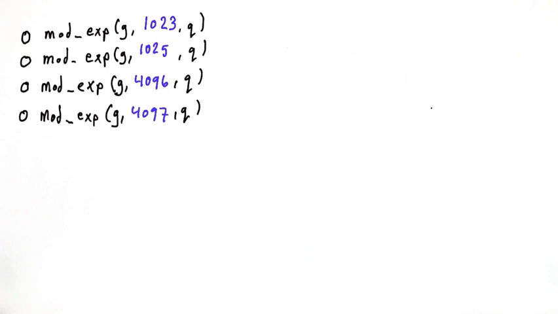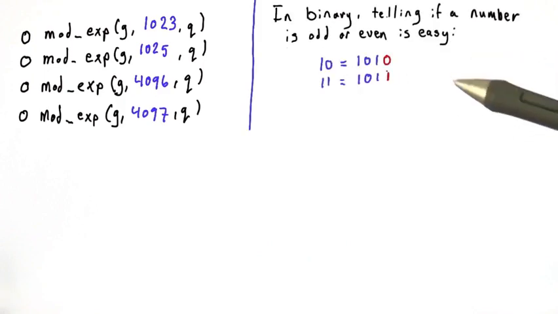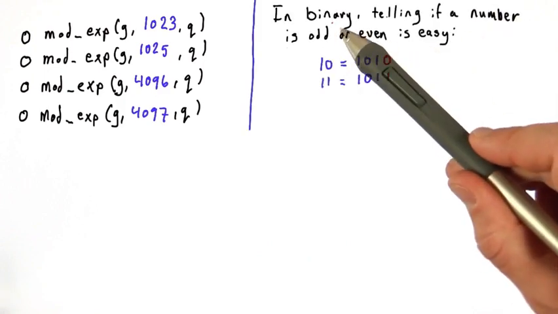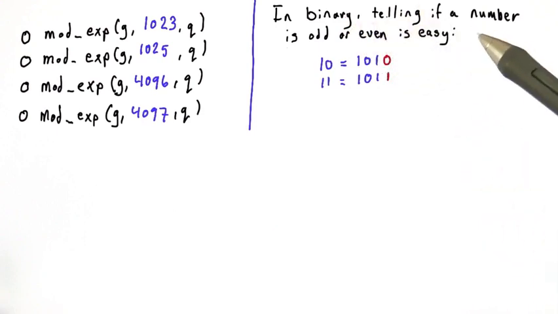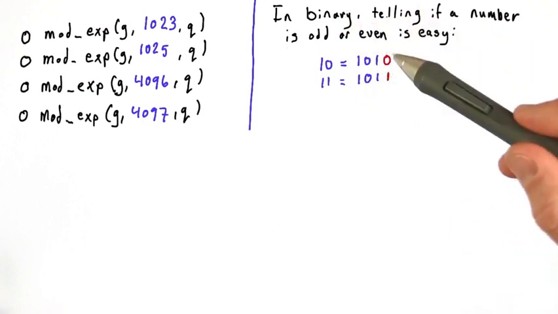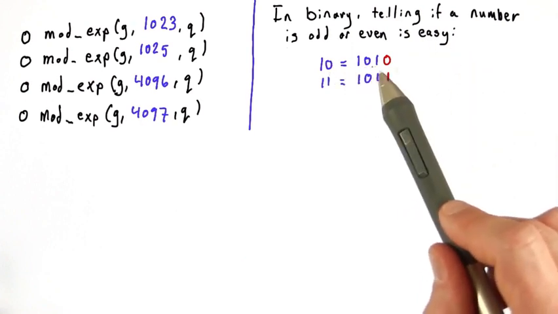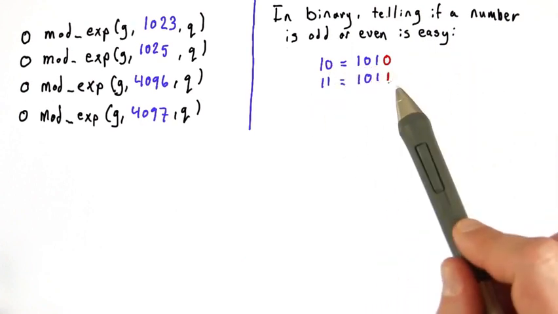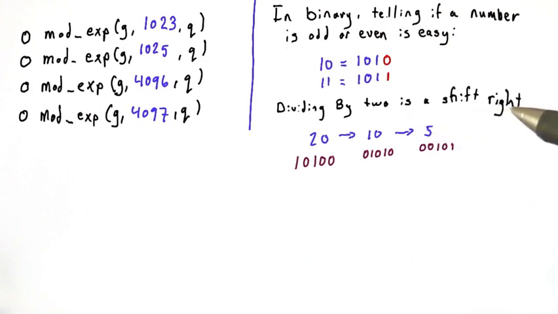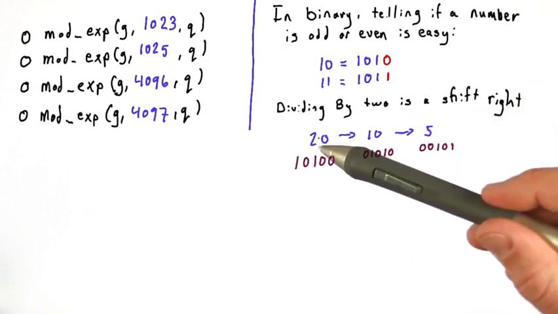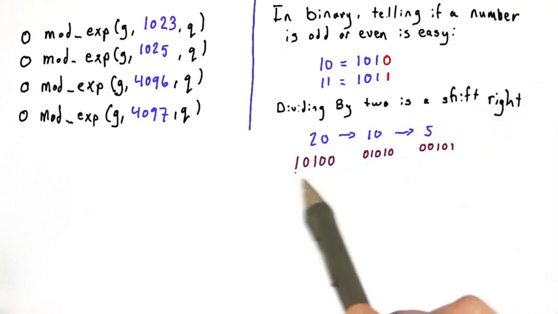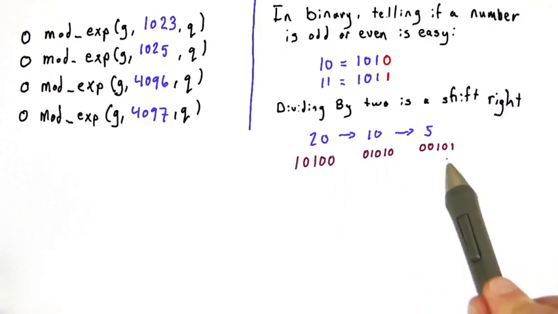One way to solve this problem is to add a count to the modular exponentiation routine given in class. But I'd like to discuss another way of counting the number of multiplications. First, I want to observe that when a number is represented in binary, it's easy to tell if it's odd or even. All you have to do is look at the last digit. For example, 10 is 1010, and 11 is 1011. And dividing by 2 is a shift right. For example, 20 to 10 to 5 is a shift and then another shift.